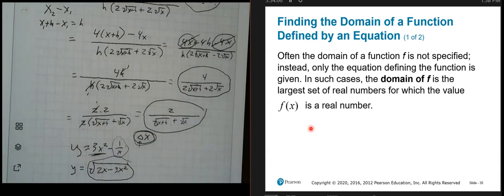Often the domain of a function is not specified. So we understand that it is the largest set of numbers for which f of x is a real number. So any real number that works, we use. It's the largest set of numbers that work in f of x. And I'm going to stop it there. So we'll start on slide 35 next time we meet.